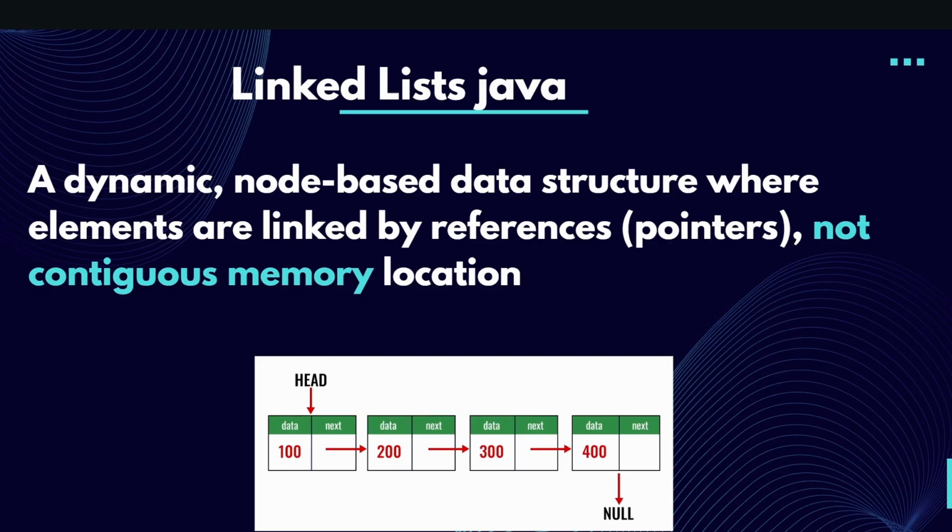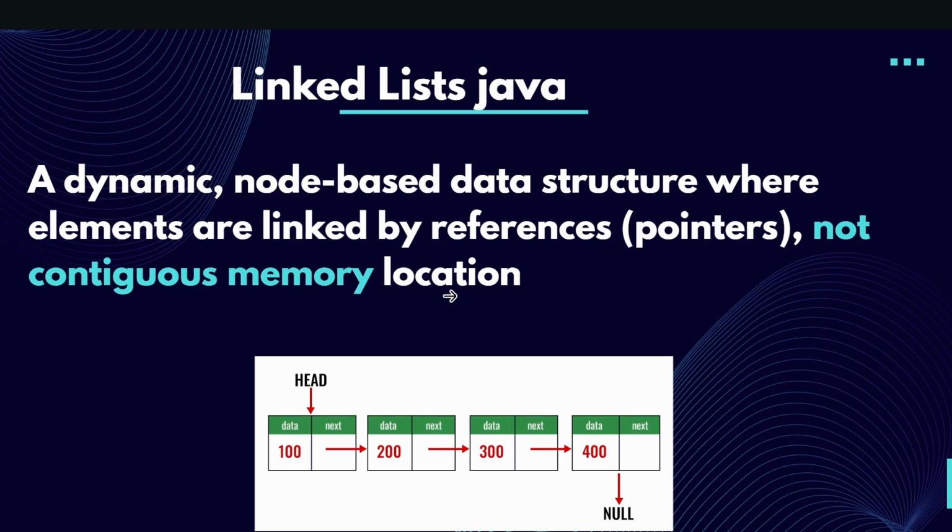Other than that, we have another concept called linked list. It is quite the opposite of the array and dynamic array. We are going to uncover all the stuff about what linked list does in this video. Basically, we can read this definition over here: a dynamic node-based data structure where elements are linked by reference, meaning pointers, not a continuous memory location.